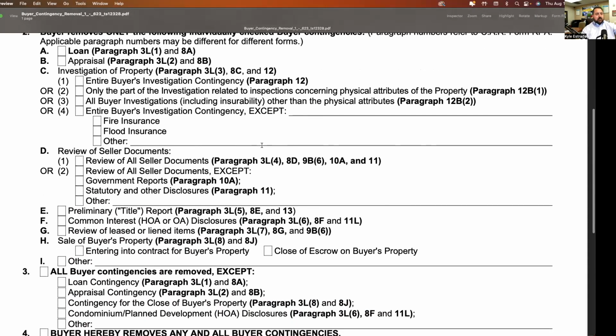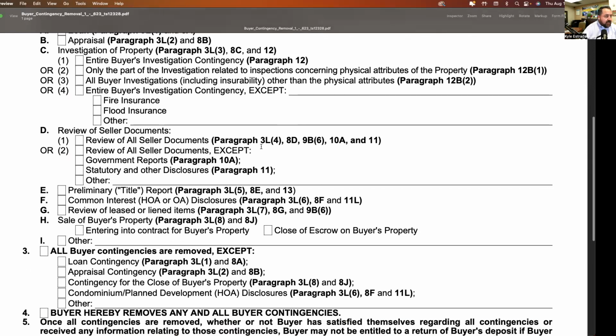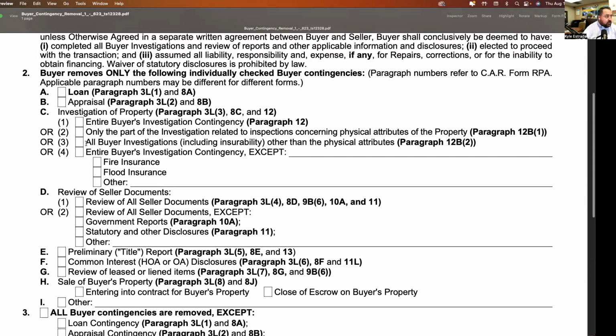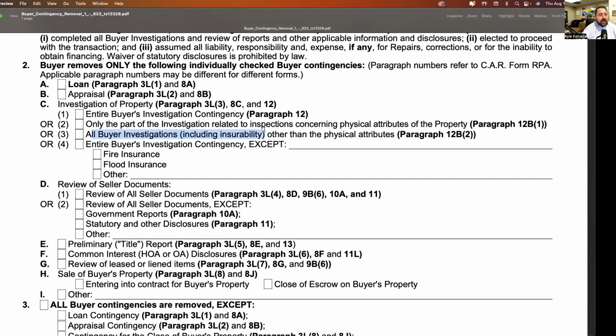Okay, it's very similar to all of the original contingency removals, but they did add the insurability. On 2C3, it used to have the insurability of the property as separate. So now it's all buyer's investigations, which means the insurability of the property is now part of the buyer's investigations. It's not a whole separate thing. So what that means for you as buyer's agents is that when you're talking with your buyers, they have to make sure that the property and themselves are insurable within whatever time you've negotiated for the buyer investigations.